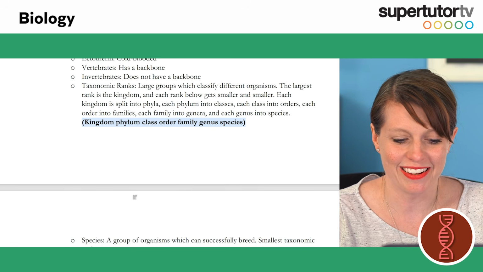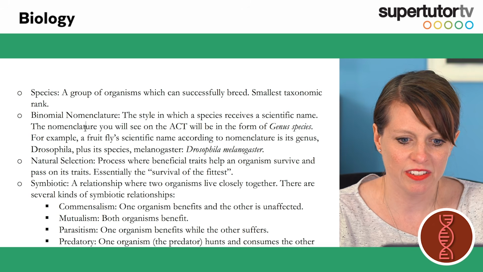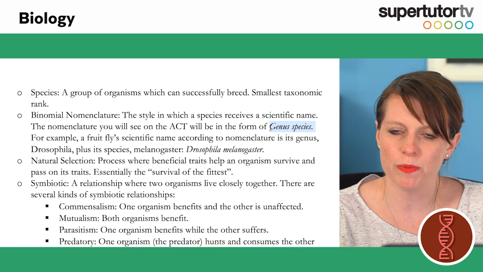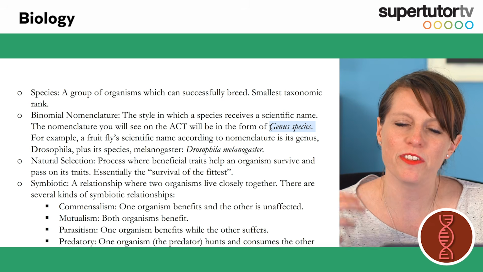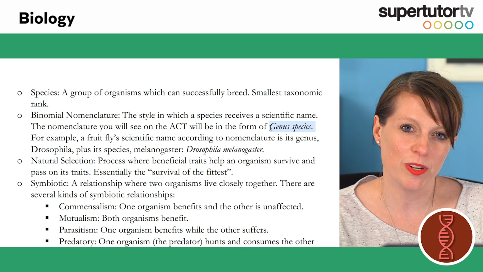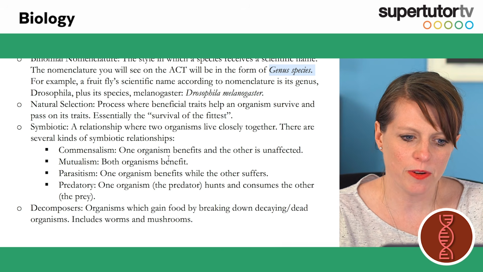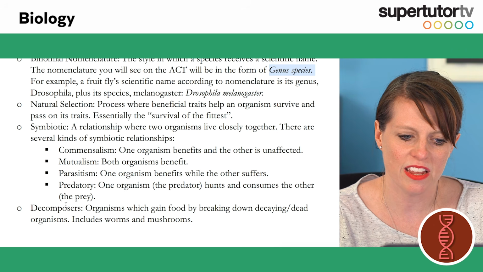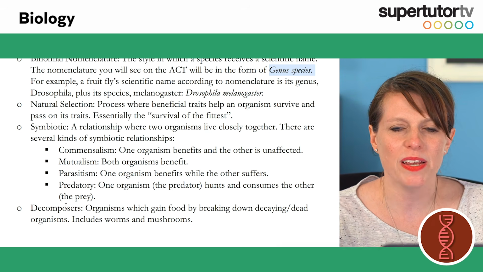5% chance it's your ACT. Binomial nomenclature. That's the way that we name animals, with genus and species. Like Homo sapiens. Homo is our genus, sapiens is our species. So good to know. Some other terms here: natural selection, good to know. Symbiotic, good to know. Commensalism, mutualism, parasitism, predatory, decomposers. All good basic terms to know.